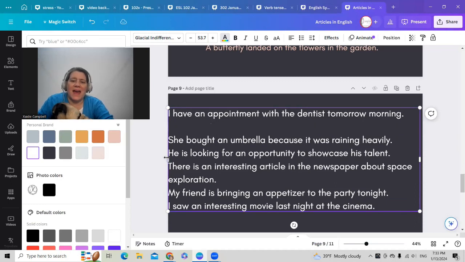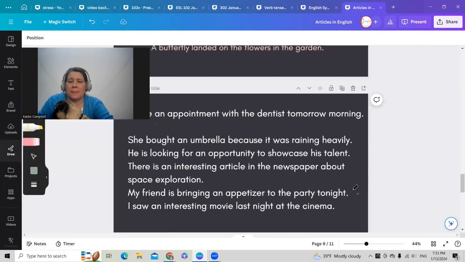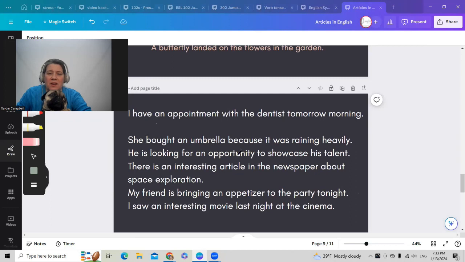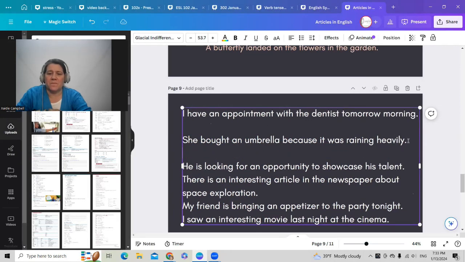I have an appointment with the dentist tomorrow morning. She bought an umbrella because it was raining heavily. He's looking for an opportunity to showcase his talent.